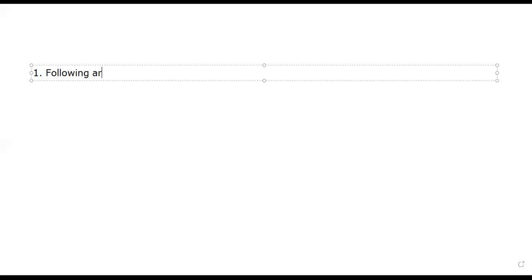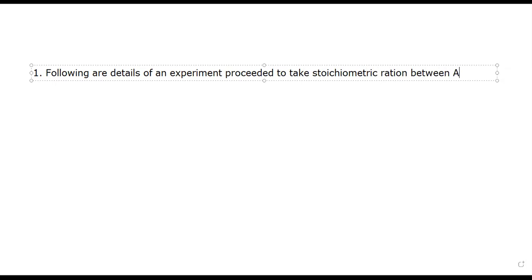Following are details of an experiment. They proceeded to take the stoichiometric ratio between A and B.